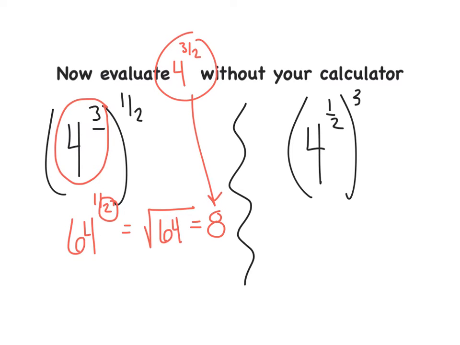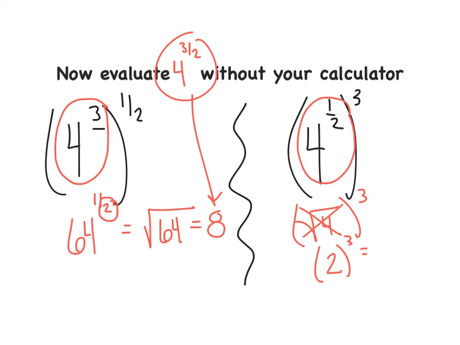Let's try it with this version, 4 to the 1/2 cubed. Okay, well, I already know 4 to the 1/2 really just means the square root of 4, and I'm going to keep my cubed. And I know the square root of 4 is 2, and 2 cubed is also 8. So either way I went about it, we got the same answer. So I could say 4 to the 3/2 is really 4 cubed to the half, or 4 to the 1/2 to the third.